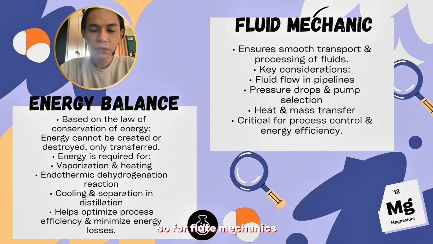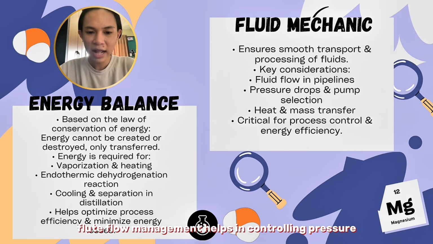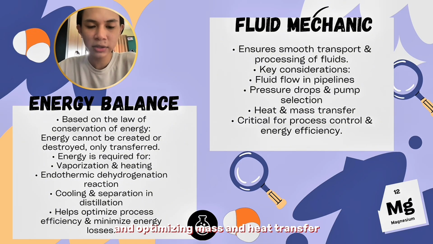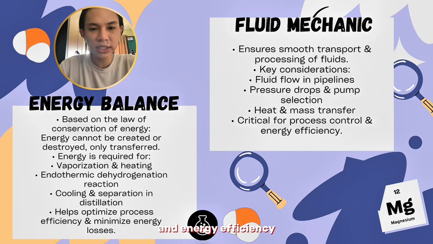For fluid mechanics, it plays a role to ensure efficient transport of raw materials and products throughout the plant. Proper fluid flow management helps in controlling pressure, minimizing energy losses, and optimizing mass and heat transfer. There are three key aspects of fluid mechanics in our process. The first one, fluid flow in pipelines. Second one, pressure drops across pipelines. And the third one is pump selection and energy efficiency.